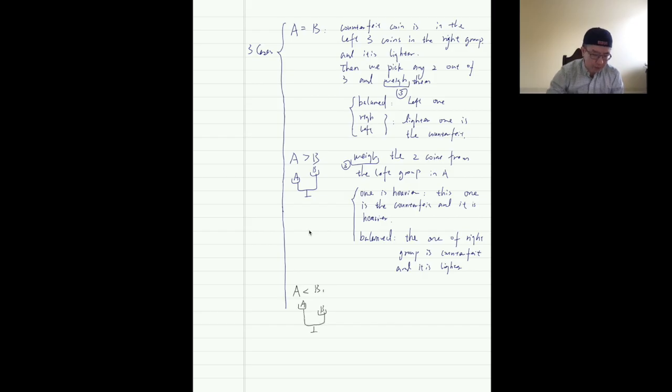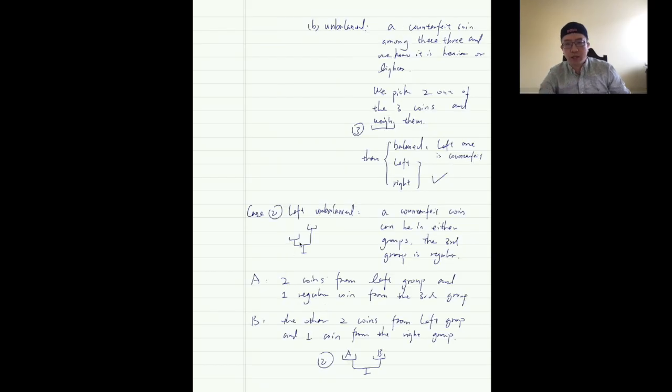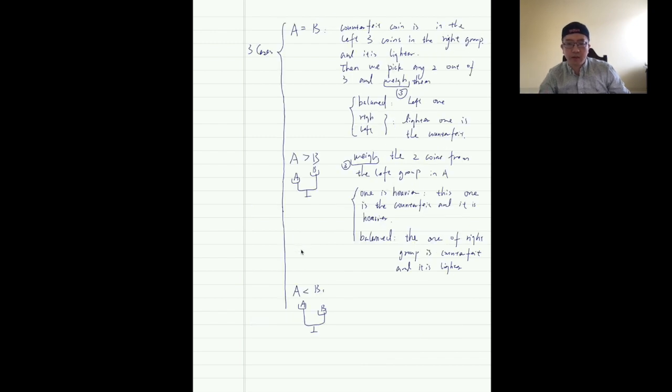Let's see what we can get from here. The counterfeit cannot be lighter, and it has to be in the left group, right? So for example, if the counterfeit is lighter, then it has to be in this group, right? So then the counterfeit has to be in the left group, but the left group is heavier. It's a contradiction, right? So it means that the counterfeit cannot be lighter.